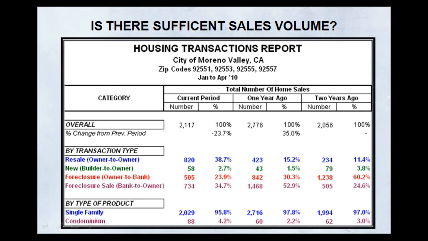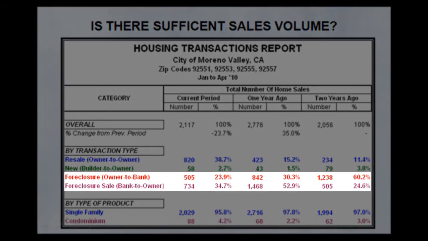That's a category that would include short sales. Coming down a little bit farther, new home market share is very, very low, 2.7% presently, 1.5% last year. This on its own tells us that there's probably good opportunities for new homes at price ranges and sizes which we'll identify during the course of this webinar.